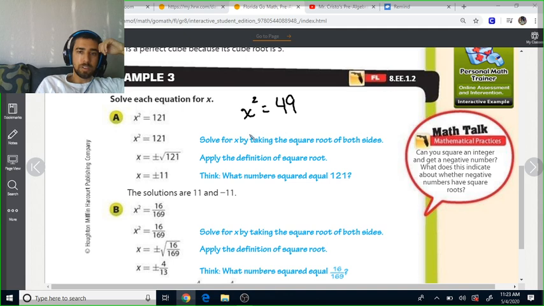Guys, remember the answer is going to be x equals 7 and x equals -7. It's got two answers, 7 and -7. 7 times 7 is 49. -7 times -7 is 49. And if you notice, you have the little one with the fraction over here. Super easy.